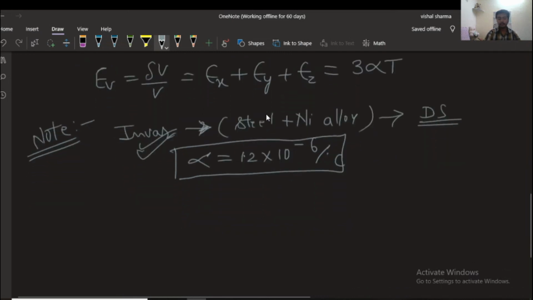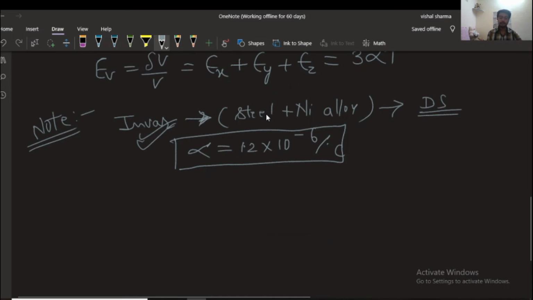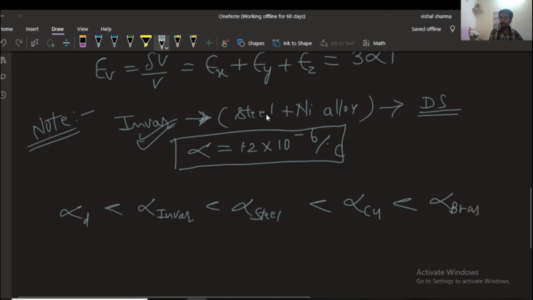Here are some examples of the relation between the thermal coefficients of expansion. The alpha value of diamond is less than that of INVAR, which is less than that of steel, which is less than that of copper, which is less than that of brass or bronze, which is less than that of aluminium. This is the relation between the alpha values among the different types of material.